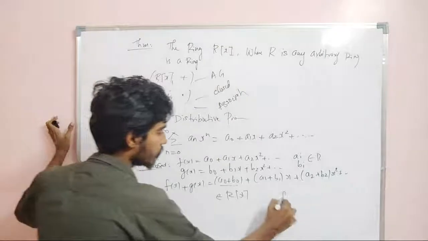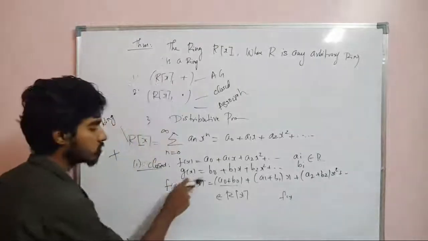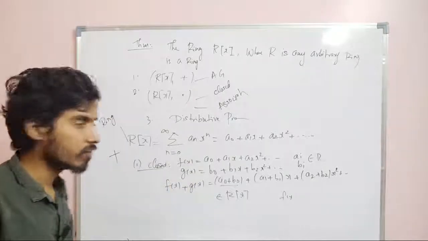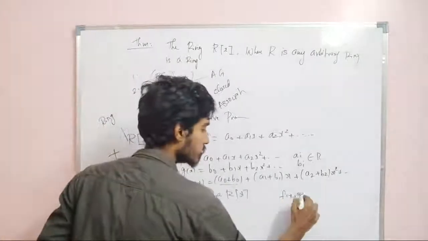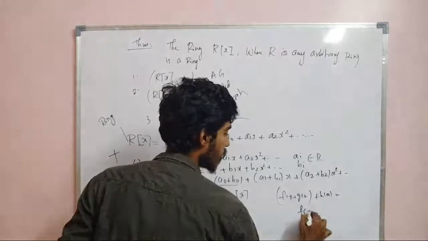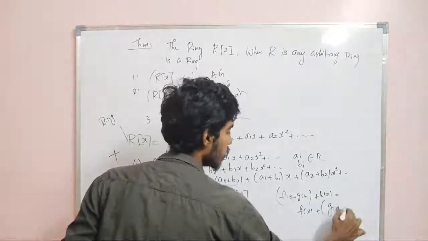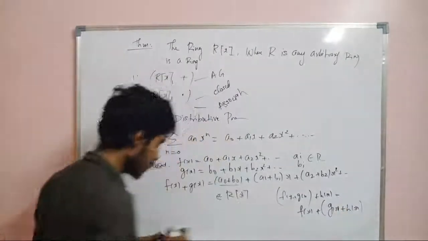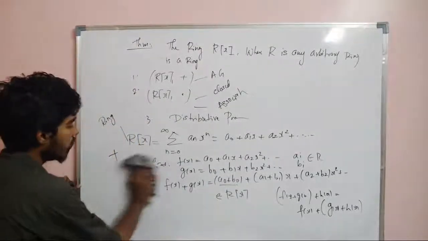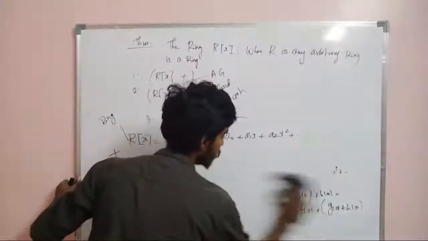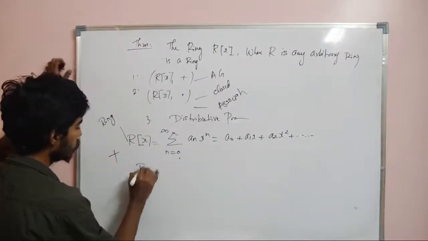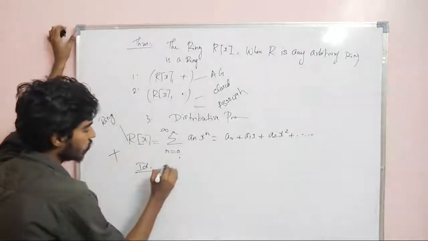You just take h(x) to be c0 plus c1x plus c2x², and then you verify that f(x) plus (g(x) plus h(x)) is the same as (f(x) plus g(x)) plus h(x). You can easily verify. And what about identity with respect to addition? Identity. So for identity you need to take one polynomial.